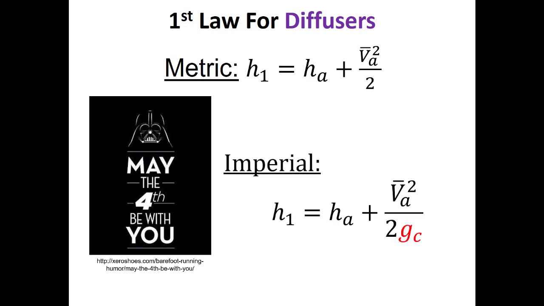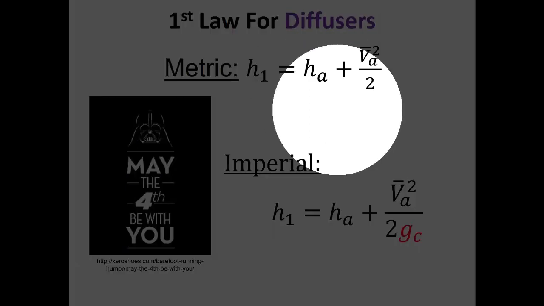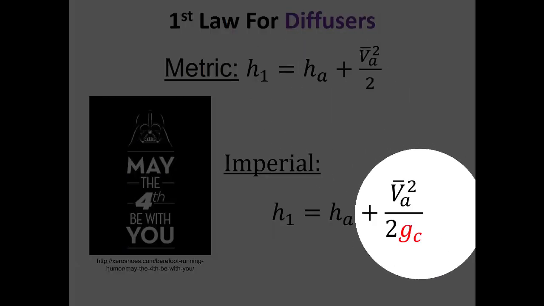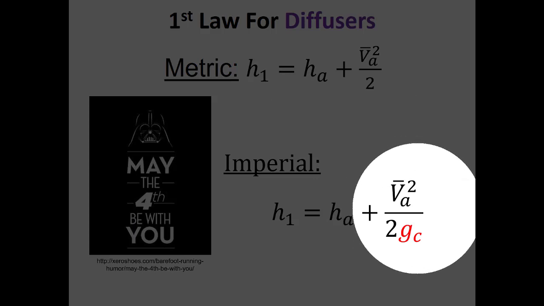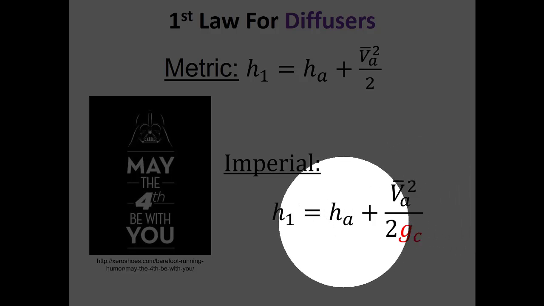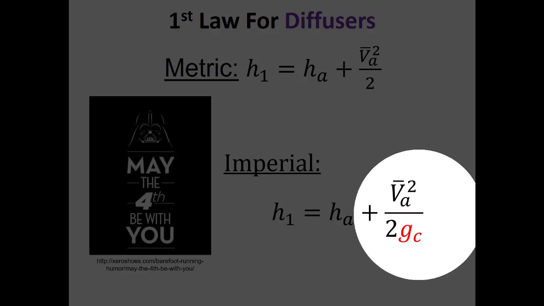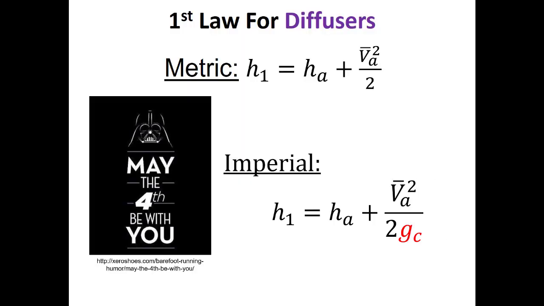If I talk about imperial units, I have to divide by 2gc in the kinetic energy term just to get to the right quantity. But if my velocity here is in feet per second, this will give me foot-pounds per pound mass. But h, if I looked it up on table A-22, would be in BTU per pound mass. So I'd have to take this and divide by 778 just to get to BTU per pound mass. So imperial units are always trickier, but the kinetic energy term is tricky no matter what.